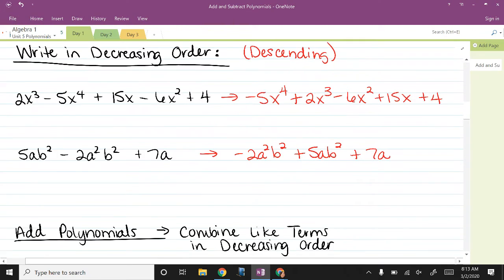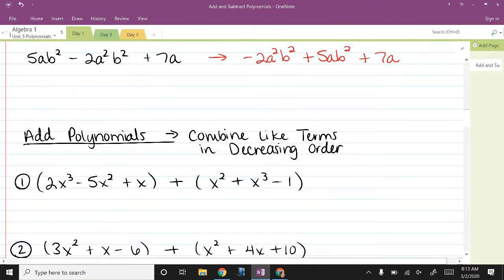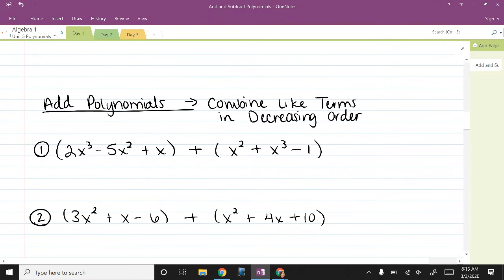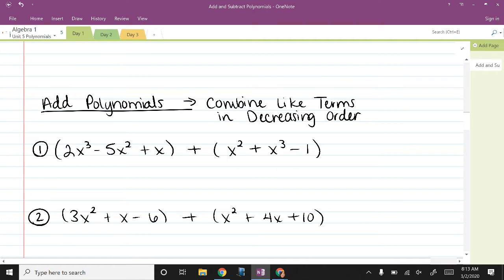Now let's get into adding. Woohoo, doing some math today. All right, so the main bulk of our lesson, we're going to do adding and subtracting polynomials. And we're going to get a little bit into multiplying polynomials. We'll do a whole lot more multiplying polynomials tomorrow. That's basically what we're going to focus on tomorrow is multiplying, but we'll do a little bit of it today, kind of as an intro.